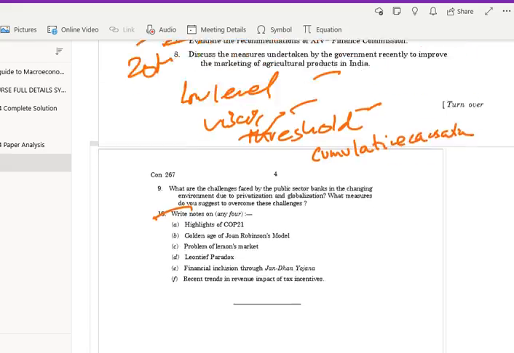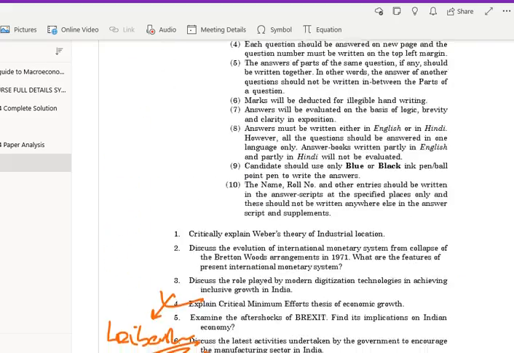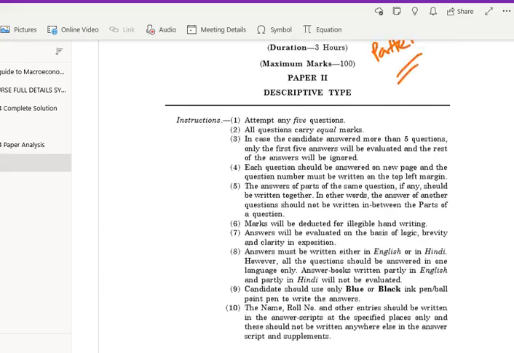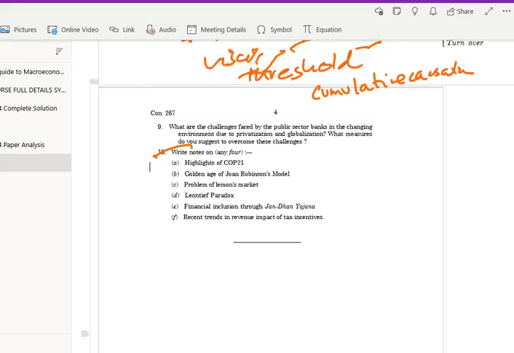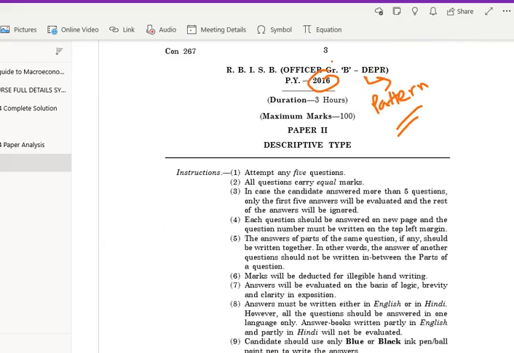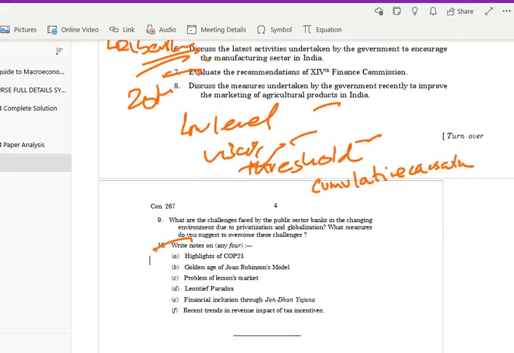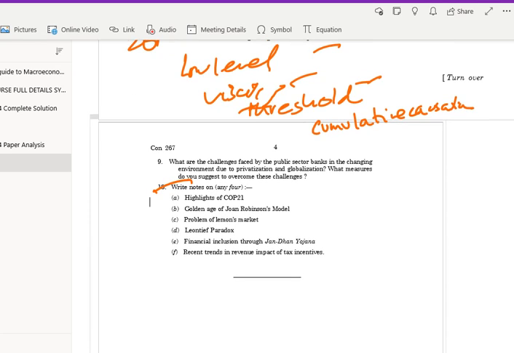Okay, so how will you attempt this one? There are certain marks associated with each one. Here, attempt any 5 questions, so 5 into 20 is 100. So 20 marks, 5 fours are 20, meaning each consists of 5 marks. So how will you attempt?